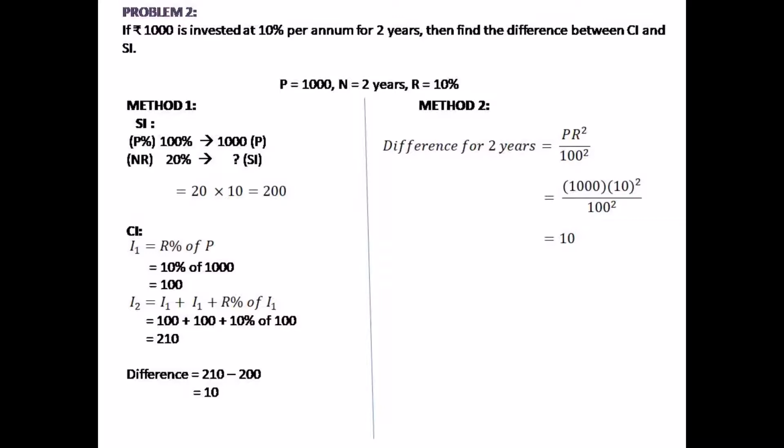If we multiply 10 to 100, we get 1000. Multiplying 10 to 20, we get 200, which is the simple interest. To find compound interest, I1 equals 10% of 1000, gives I1 as 100. I2 equals 100 plus 100 plus 10% of 100, gives I2 as 210. Compound interest for 2 years is 210. Subtracting 200 from 210, we get the difference as 10.